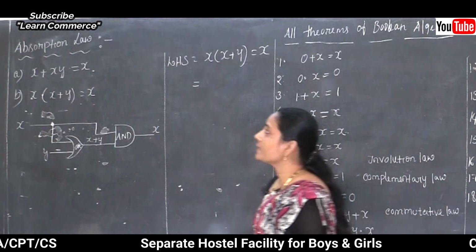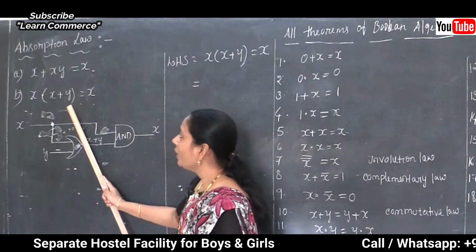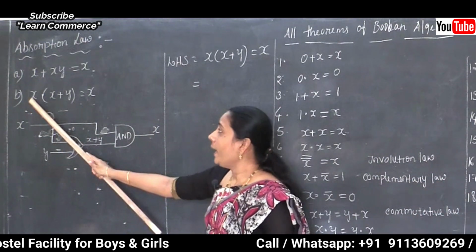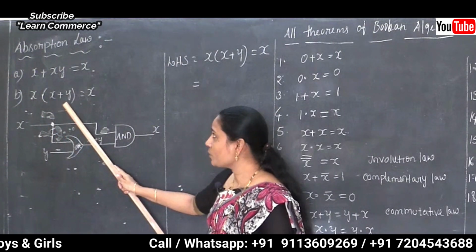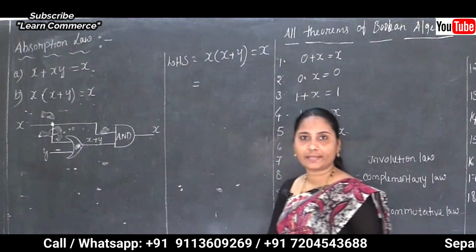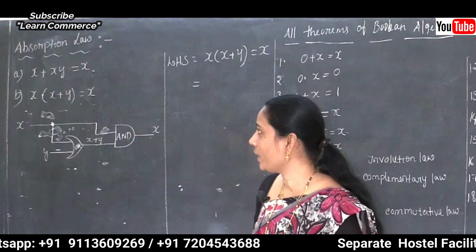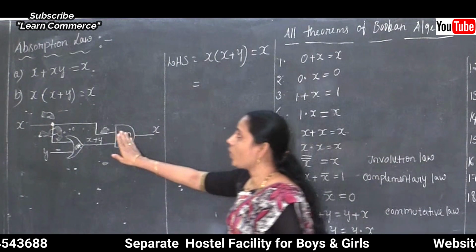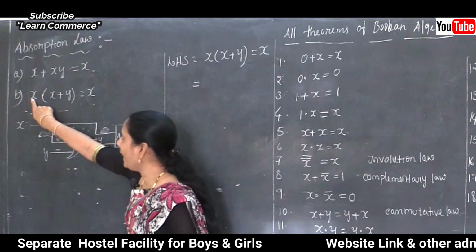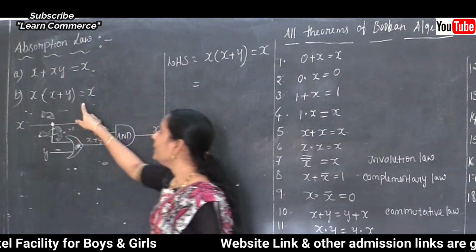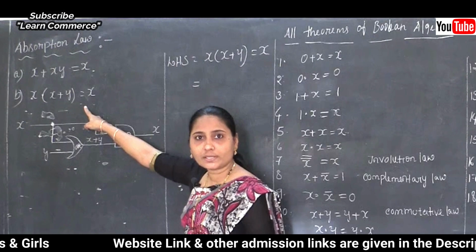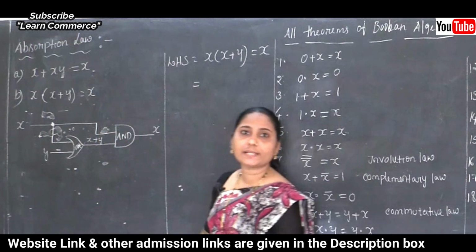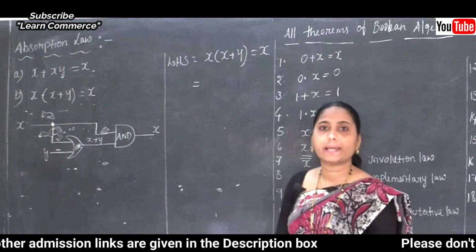Now let's see the second absorption law. The second absorption law, x and x plus y is equal to x. Clear this point here? Now we are in the second law of the absorption law, and this law states that x and x plus y is equal to x. Now first we are going to complete the symbol by using such expression.